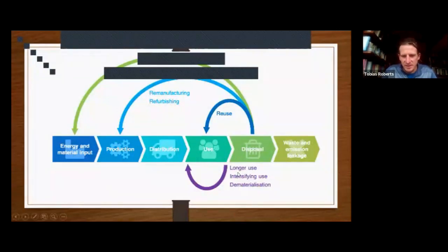The other one is longer use, intensifying use, and dematerialization. This is the idea of trying to keep materials in use as long as possible. And the idea is to avoid ending up here, where we dispose things and it ends up as waste, emissions, carbon emissions, leakages, etc.